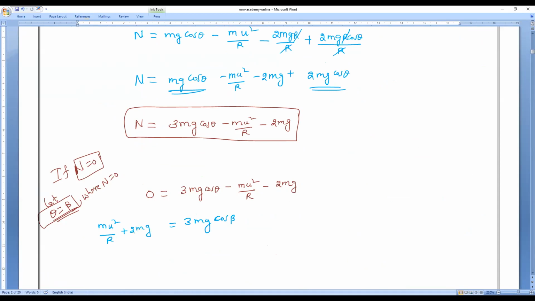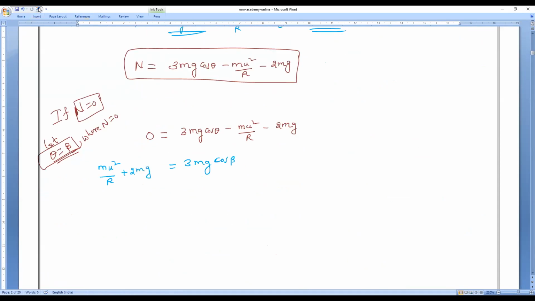So in all the terms, m is common. Can I strike the m, everybody? Yes. So m is common, so I will strike out m in every term. Now you check it. So cos beta, we want, 3g is extra. So 3g will come to this side. We want the beta angle, so cos beta equals v square plus 2g divided by 3g.